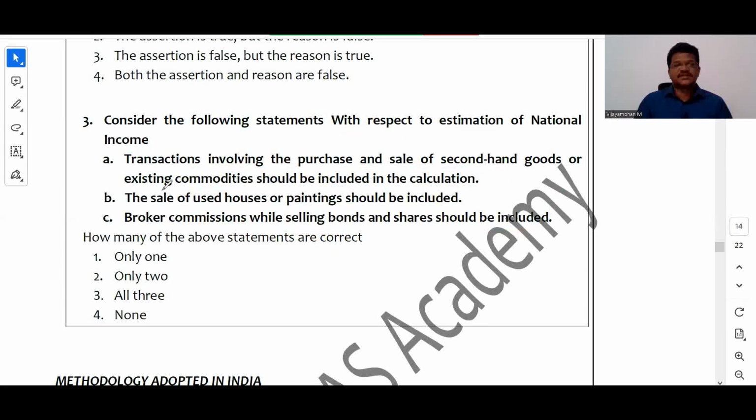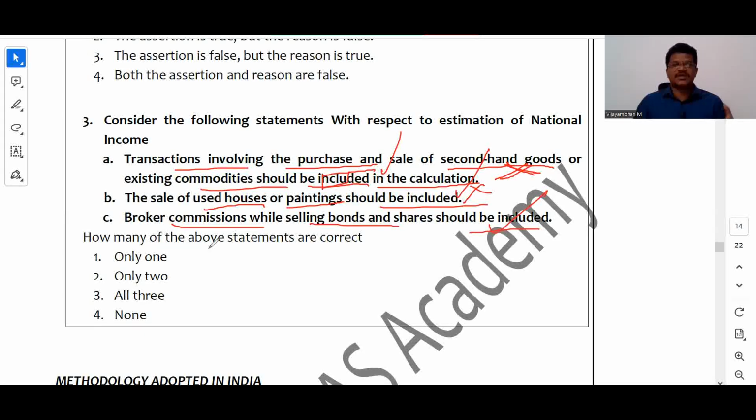So first you will see the first statement. Transactions which are involving the purchase and sale of second-hand goods or existing commodities should be included in the calculation. This is a wrong statement. It should be excluded. Why? Because the sale of second-hand goods is not producing any productive goods and services. So it is excluded here. So this statement is wrong. And then sale of used houses or paintings should be included. This is also wrong. They should be excluded. Okay. Next, broker commissions while selling bonds and shares should be included. This statement is the right statement.